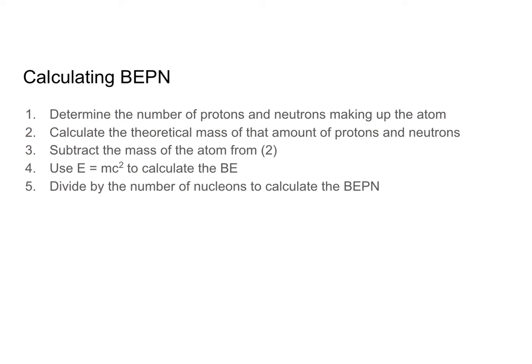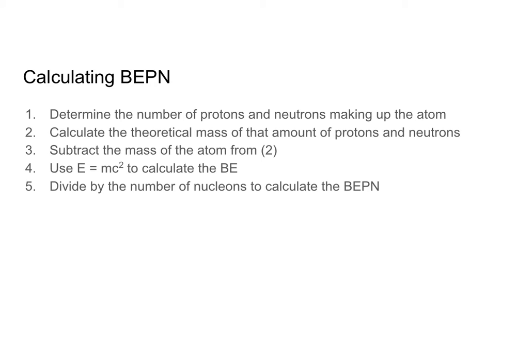So with that, now that we have all of our vocab under control, let's get into the nitty gritty and do some math. So we're going to start by talking about how we calculate our binding energy per nucleon. We're going to start by determining the number of protons and the number of neutrons making up the atom. And you guys have done this in a chemistry class, but just a reminder, here's how we do it.